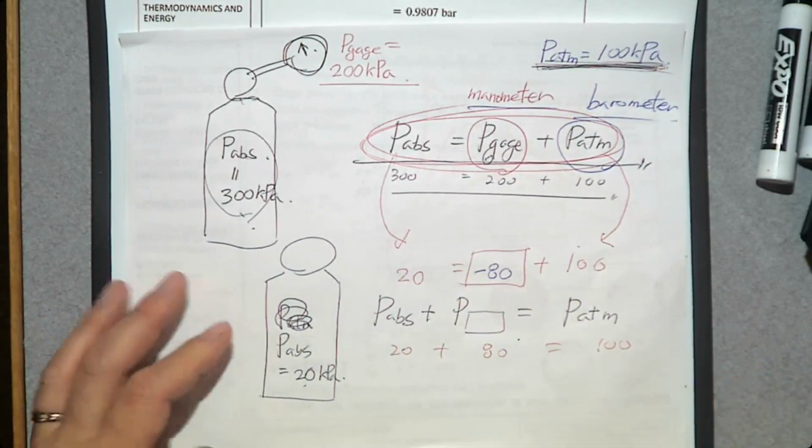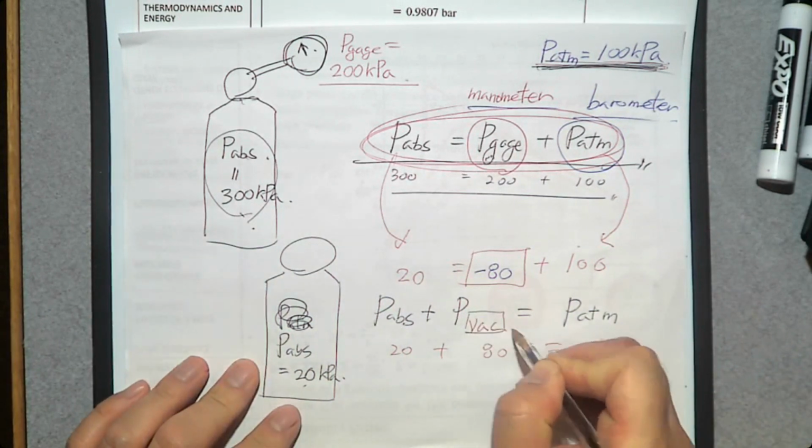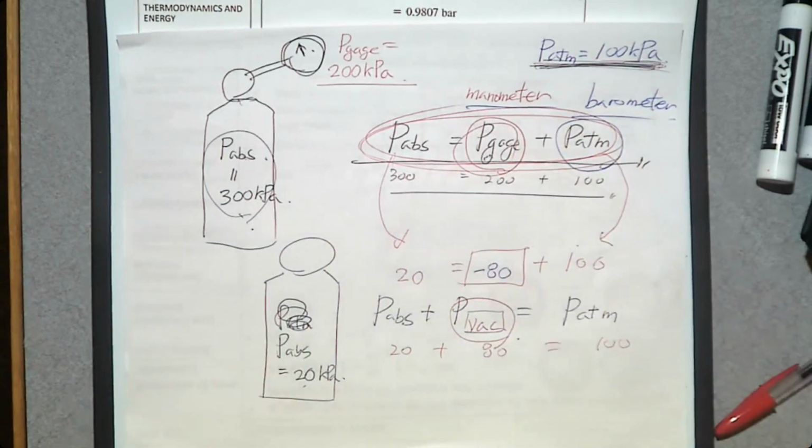So mathematically correct, right? However, if you say this gauge, which is a different equation than this one, then you get confused between this gauge pressure and this gauge pressure. So let's use another name, that is vacuum pressure. Vacuum pressure and gauge pressure both mean the difference between atmospheric pressure and absolute pressure. When the absolute pressure is greater than atmospheric pressure, that is gauge pressure. When absolute pressure is less than the atmospheric pressure, that is vacuum pressure.